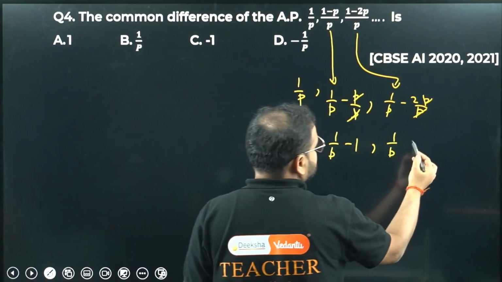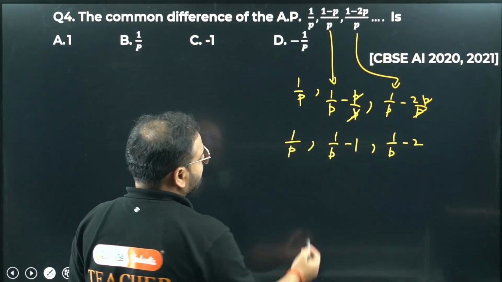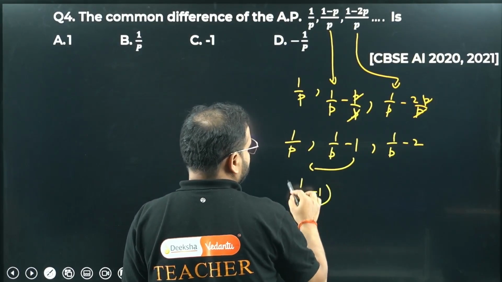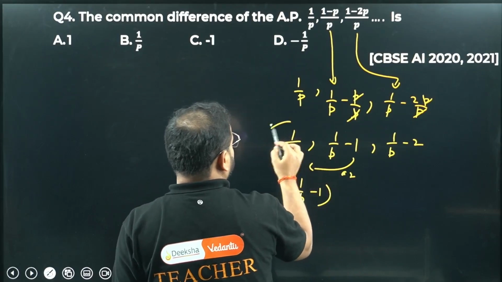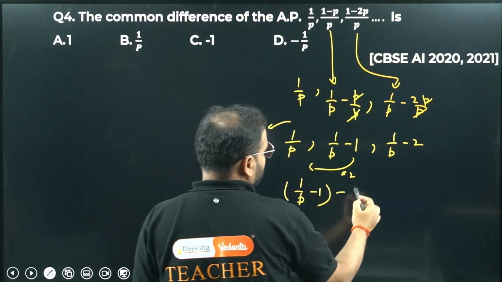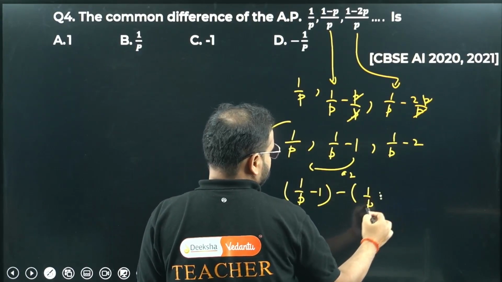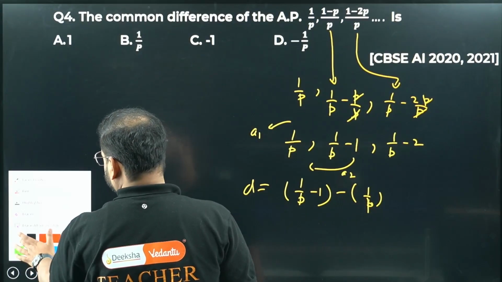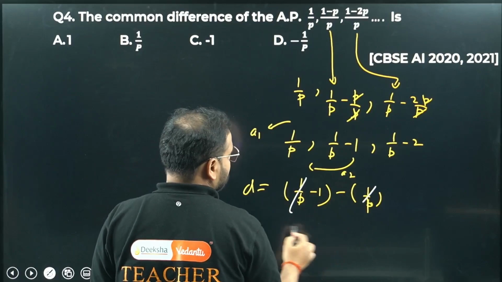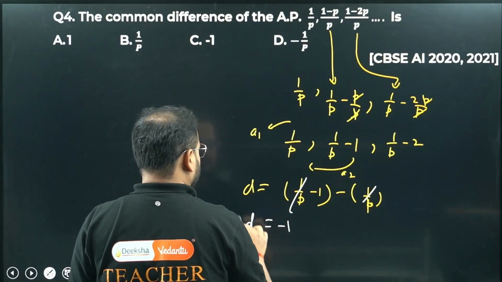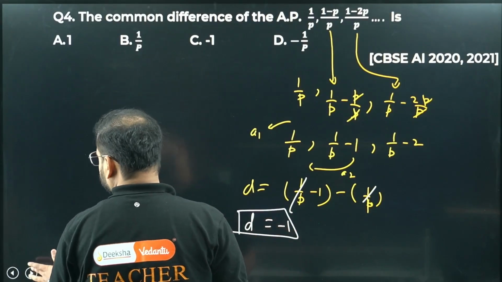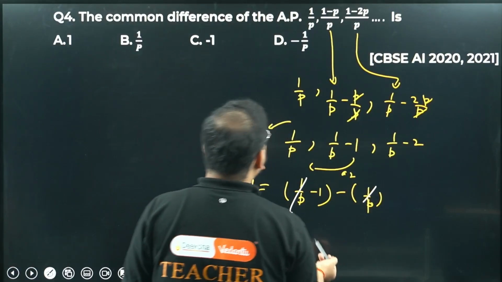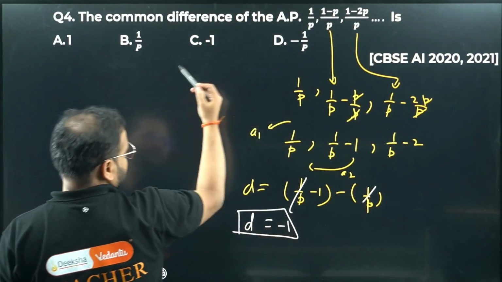Yes, minus 2. So please check here what's the common difference from here to here. If you subtract 1 by p minus 1, this is my a2 and this is my a1. So a2 minus a1 I'll do. So 1 by p, this is going to be what? My common difference. Check here what I'll have. This will cancel. I'm ending up with minus 1. That is the answer for my common difference. Which option is this? Minus 1, right? So C.